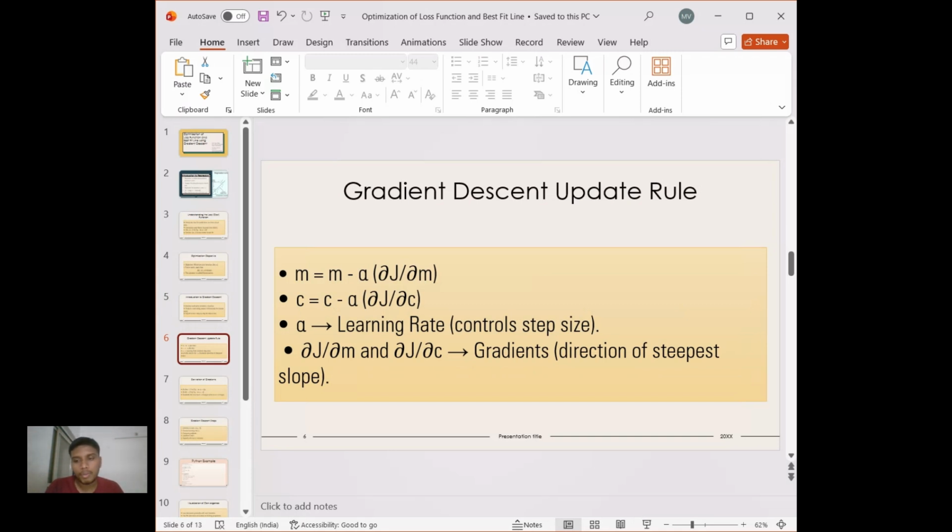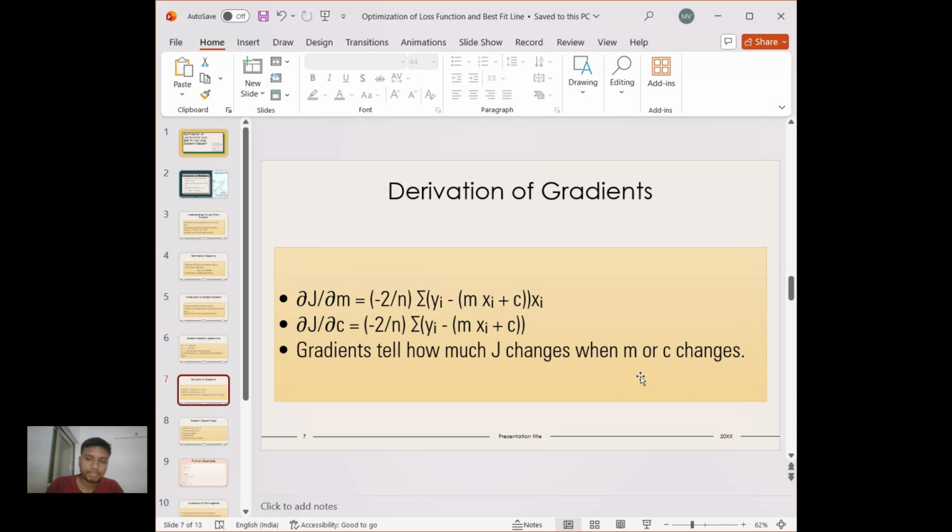The gradients for m and c can be derived from the cost function and are given by these formulas. These formulas help us to calculate how much the cost function changes with respect to m and c. By updating these parameters using the gradient descent formula, we can make our model more accurate with each iteration.